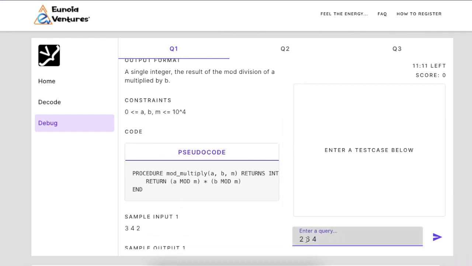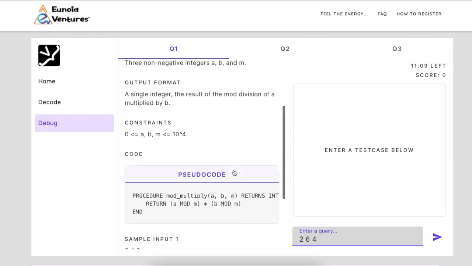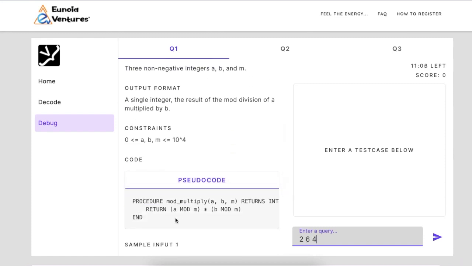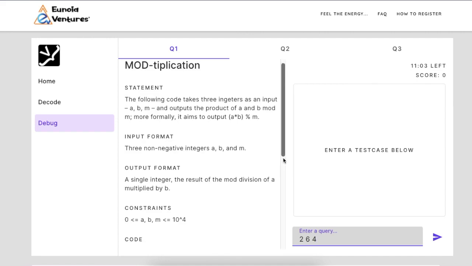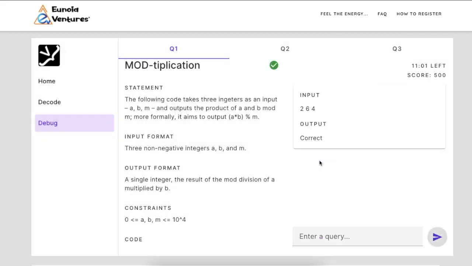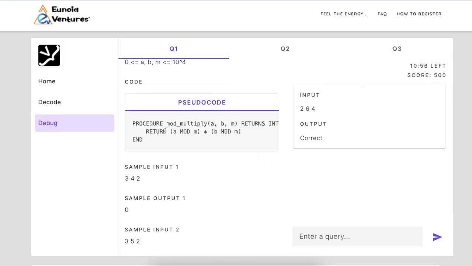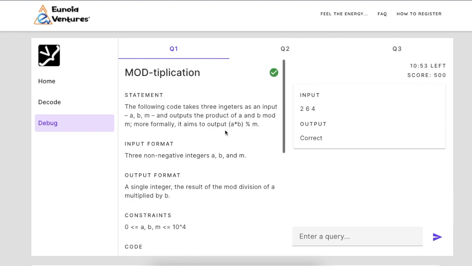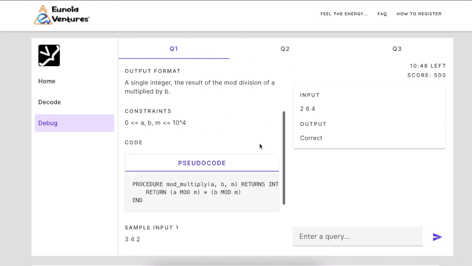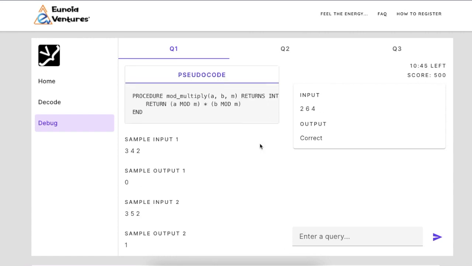So if we input 2, 6, and 4, which we've already mathematically deduced will have a different output from the pseudocode, we will get correct. Here we can clearly see that from the pseudocode we would output 4, but the actual output from this test case is 0. So this is essentially how to go about solving the questions in the debug round: find the inconsistencies in the pseudocode and then input a specific test case that would yield a different output from the pseudocode compared to the actual intended output.